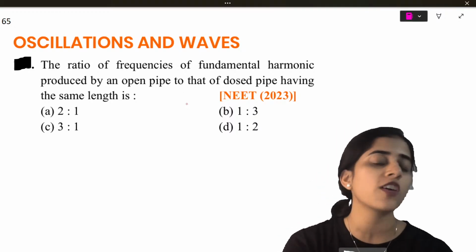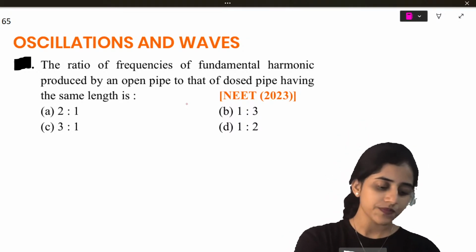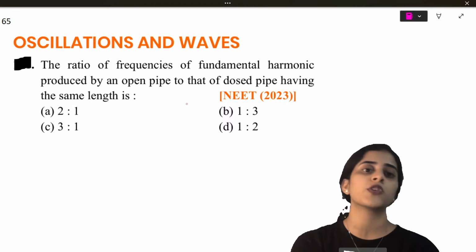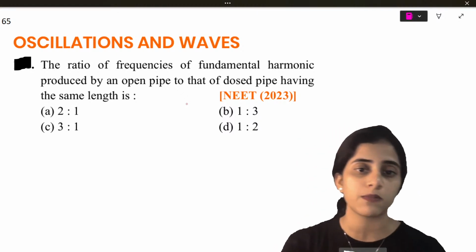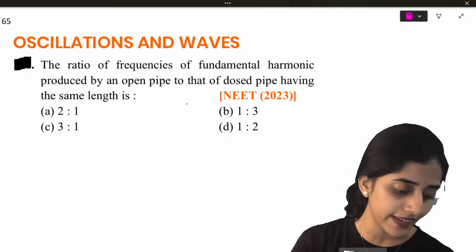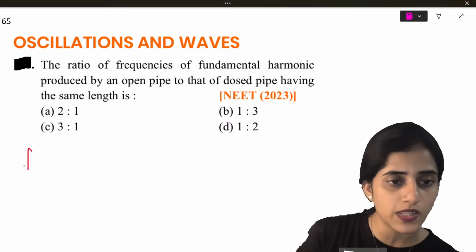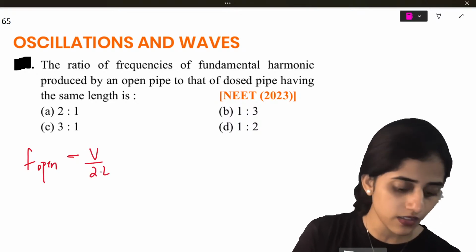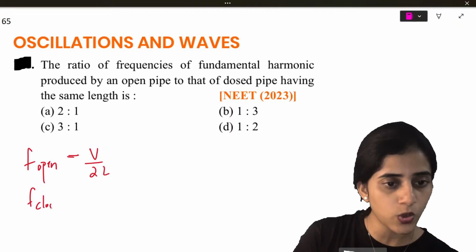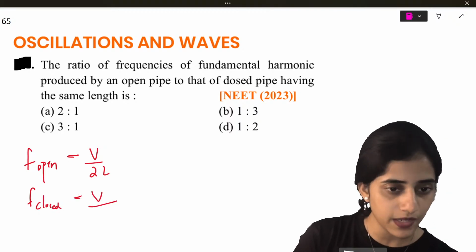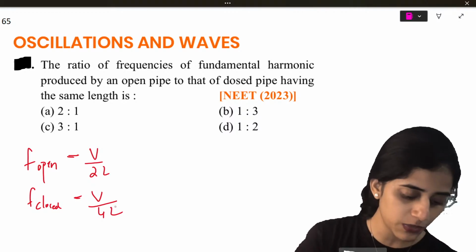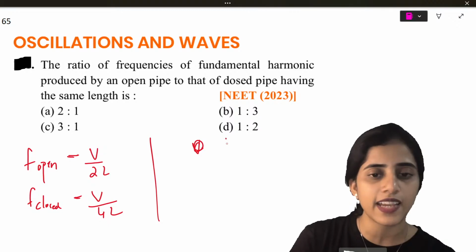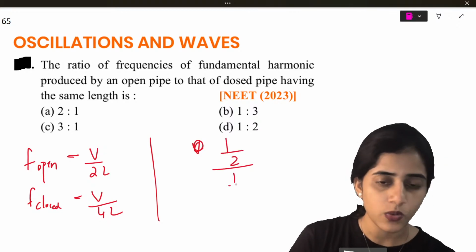These are all questions from oscillations and waves. The ratio of frequency of fundamental harmonics produced by an open pipe to that of a closed pipe that is having the same length is. So first thing you need to know, frequency of open pipe is how much? Frequency of open pipe is V by 2L. Frequency of closed pipe is V by 4L. What will the ratio between them be? V by, let's not put V, anyways it will cancel. 1 by 2 by 1 by 4.